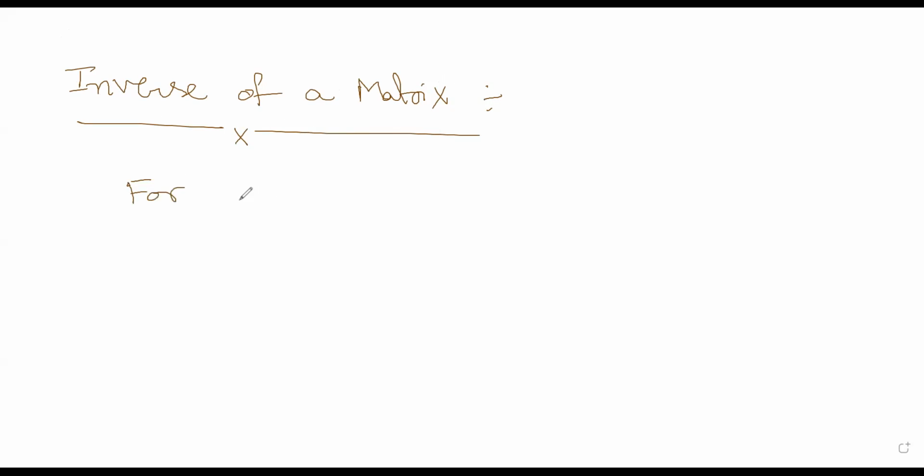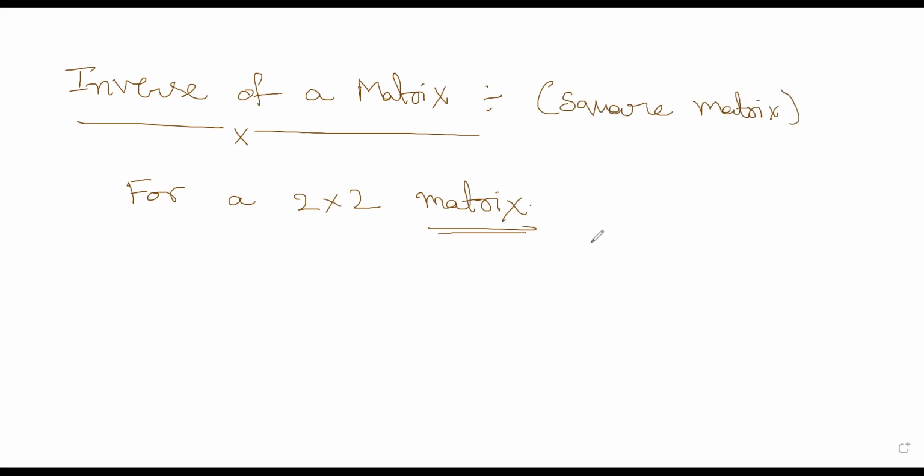The trick is for a 2 by 2 matrix. The inverse exists for a 2 by 2 or 3 by 3, that is, for a square matrix. There is also the rectangular matrix, and there are some methods to define an inverse for it, called a pseudo inverse. Normally, for a square matrix only, the inverse exists.